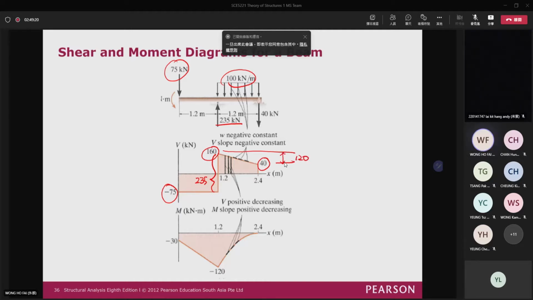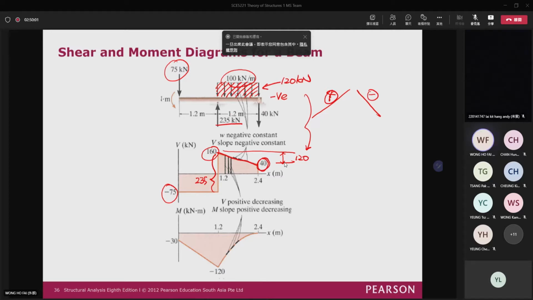And then you can see that there's a drop of the value of 120. How can you get that? Actually, you can see that this is the area of the rectangle. And then this area is equal to 120 kN, right? So from here to here, this is the change of the shear force. It is equal to 120. And the value is a negative value. So you know that it is a positive slope and a negative slope in another one. So you know that it will deform or deflect like this, and the value will drop from 160 to 40.